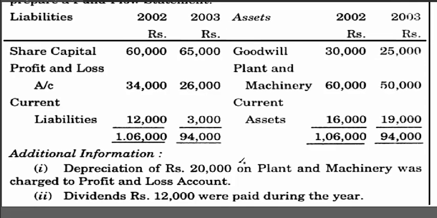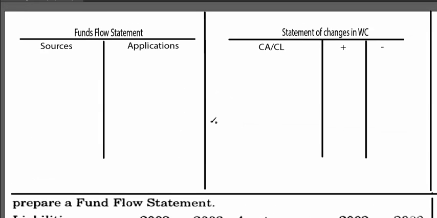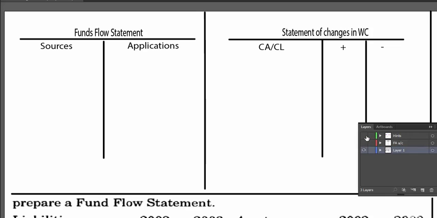It says that depreciation of 20,000 on plant and machinery was charged to profit and loss account, and dividends of rupees 12,000 were paid during the year. Now, before we get on to the answer, let us just find out what each of these statements have to do. So, I'll just show you the hints.